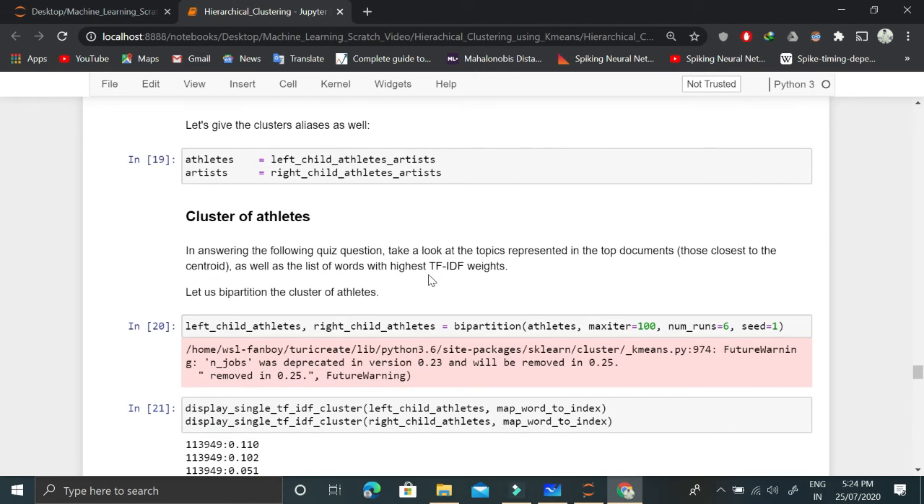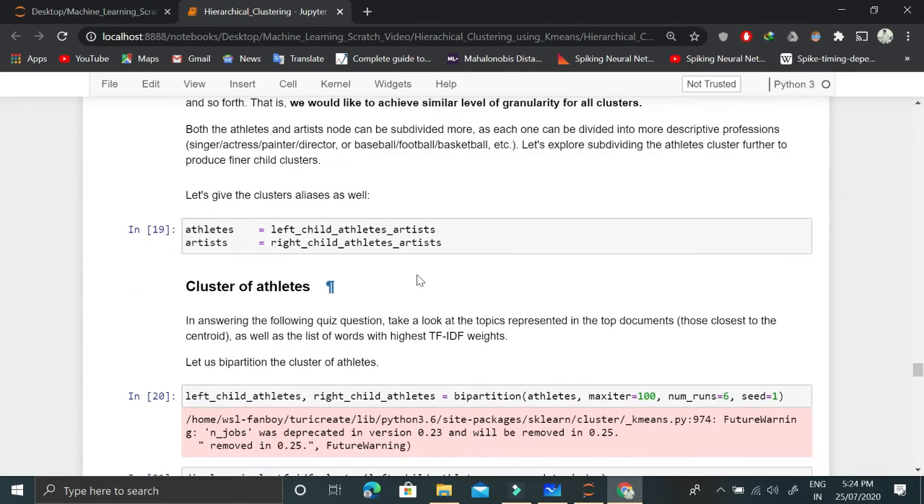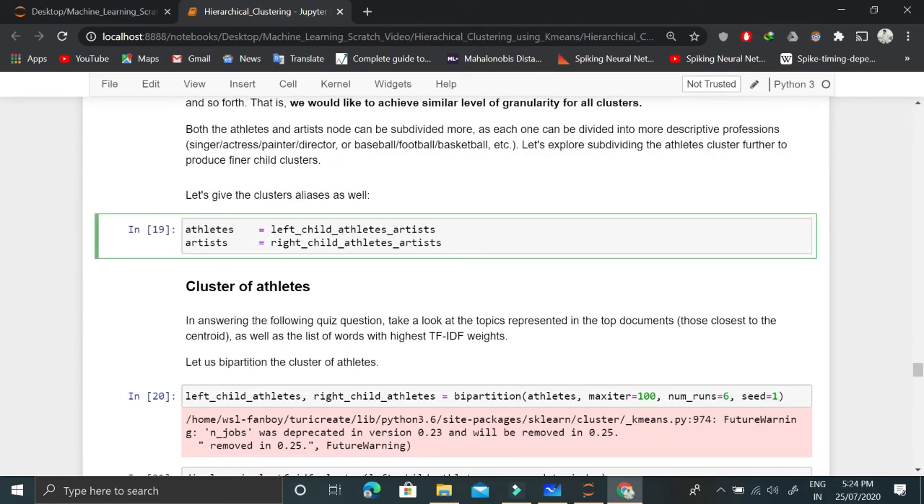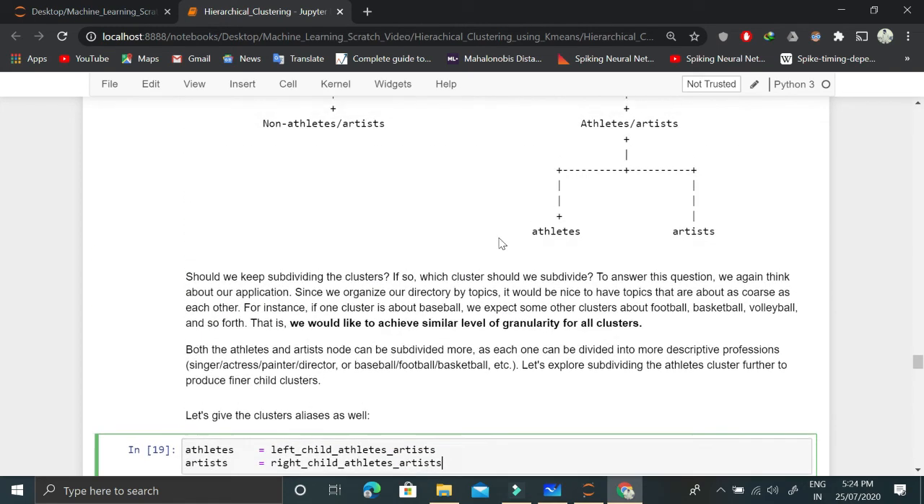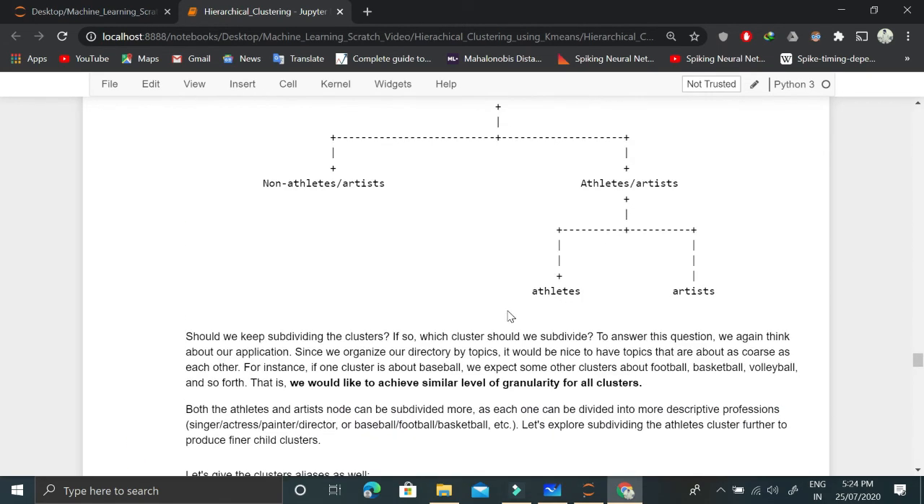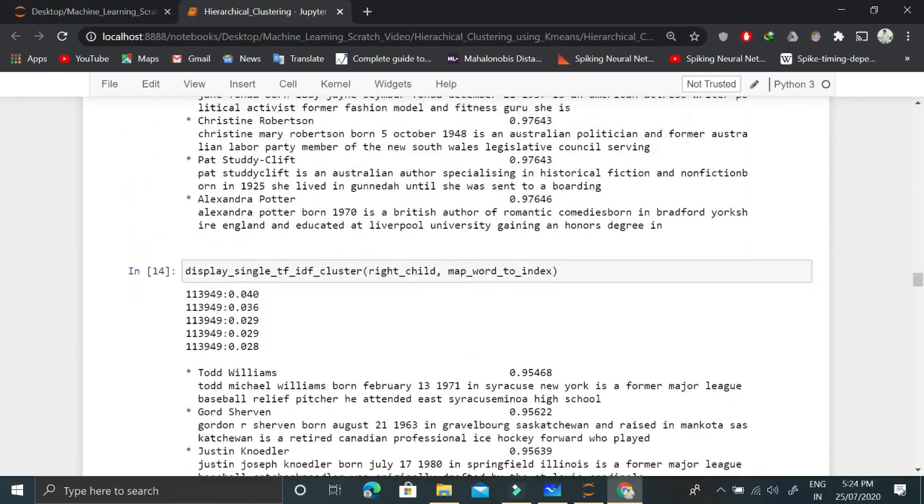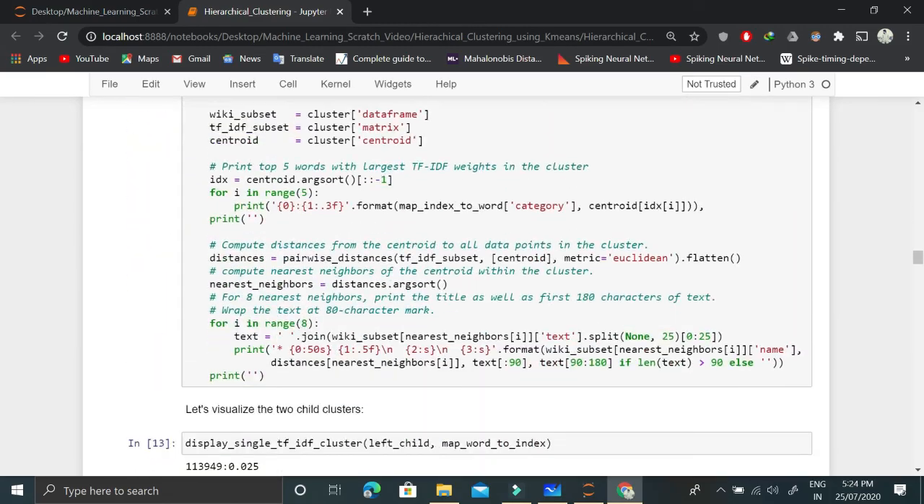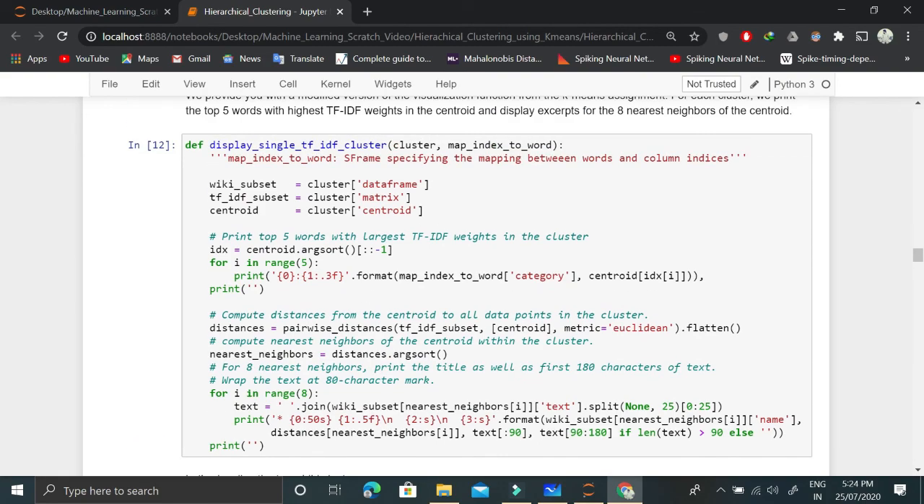So be aware of that. It will depend from domain to domain where you want to use this hierarchical clustering, how you want to interpret it, how you want to stop, and which cluster you want to further explore. So this is it. The main function is this bipartition, where we are extracting the data out based on the clustering label. I think this is the easiest part.